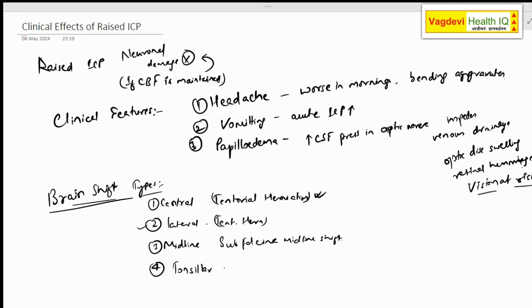What happened here in this case? A subtentorial expanding mass causes herniation of cerebellar tonsils through the foramen magnum. Foramen magnum is part of the brain, right? You understand? Yes.